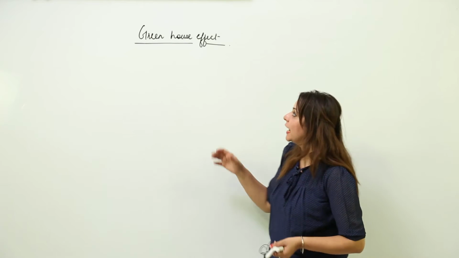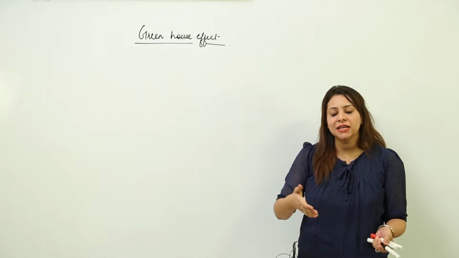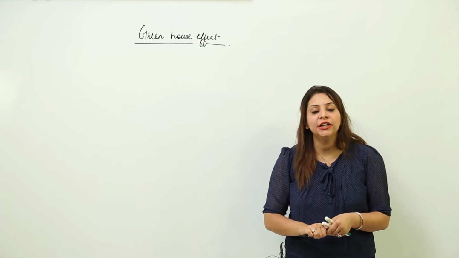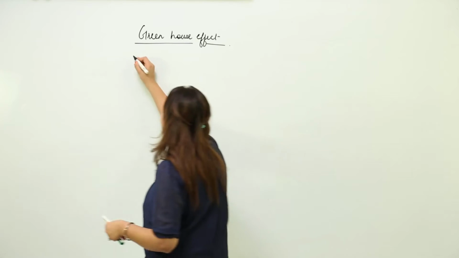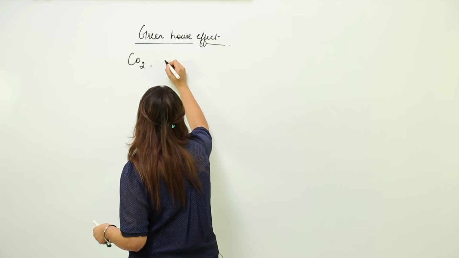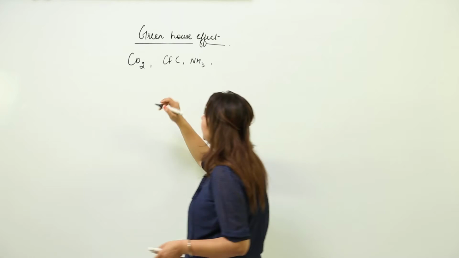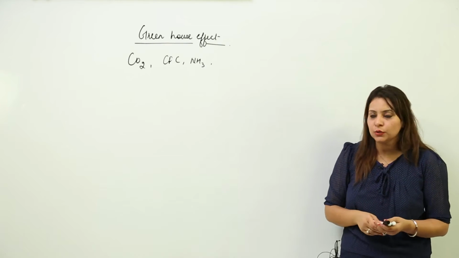Now we are going to start with the greenhouse effect. There are many gases, as we discussed in air pollution, and a major consequence of air pollution is the greenhouse effect. Gases like CO2, CFC, and ammonia are causing the greenhouse effect. So in this topic, we are going to discuss what actually the greenhouse effect is.